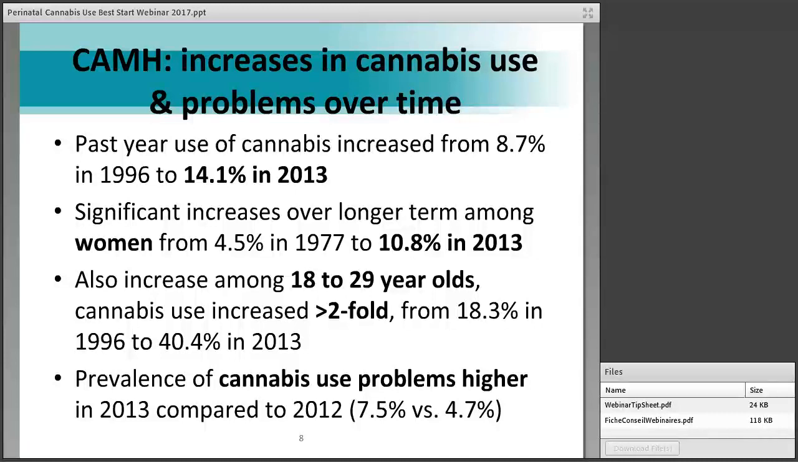Furthermore, they also found that the cannabis use problems was also becoming more prevalent. So there was a report of almost 7.5% of individuals using in 2013 who were starting to experience problems as a result of their cannabis use in comparison to approximately 5% in the year before. So quite a significant increase in problematic use.